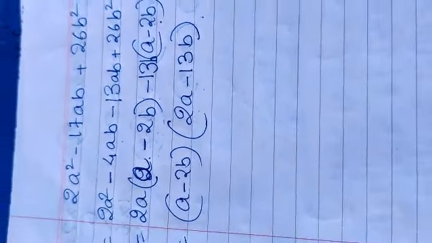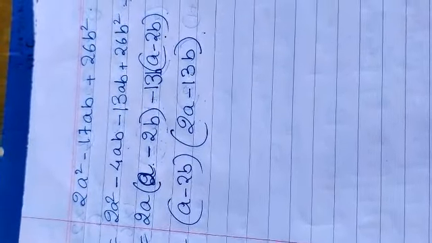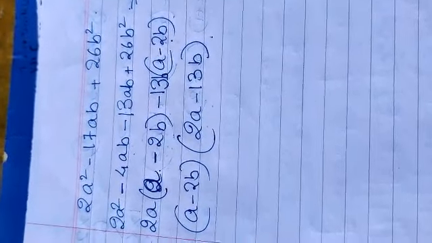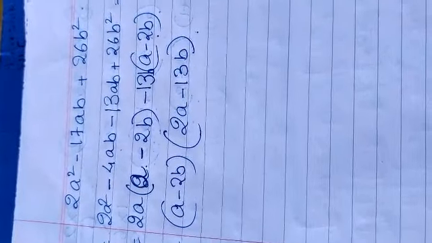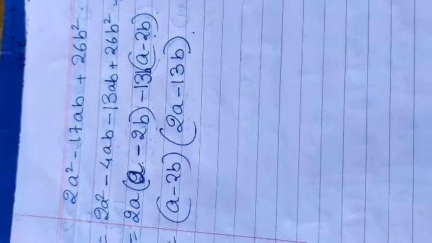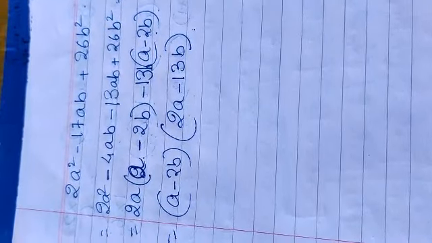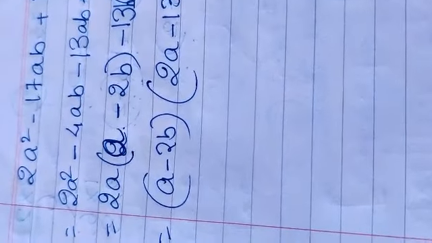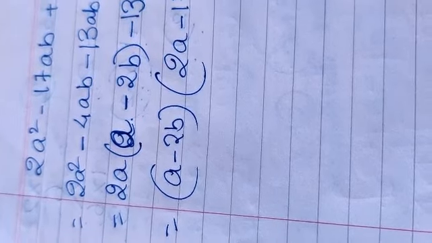Now we'll write it as 2a square minus 4ab minus 13ab, because we need minus 17ab. So minus 4ab and minus 13ab gives us minus 17ab. And we'll write plus 26b square. Now in 2a square minus 4ab, 2a is common. So we'll remove that. Then we have our first factor as a minus 2b.